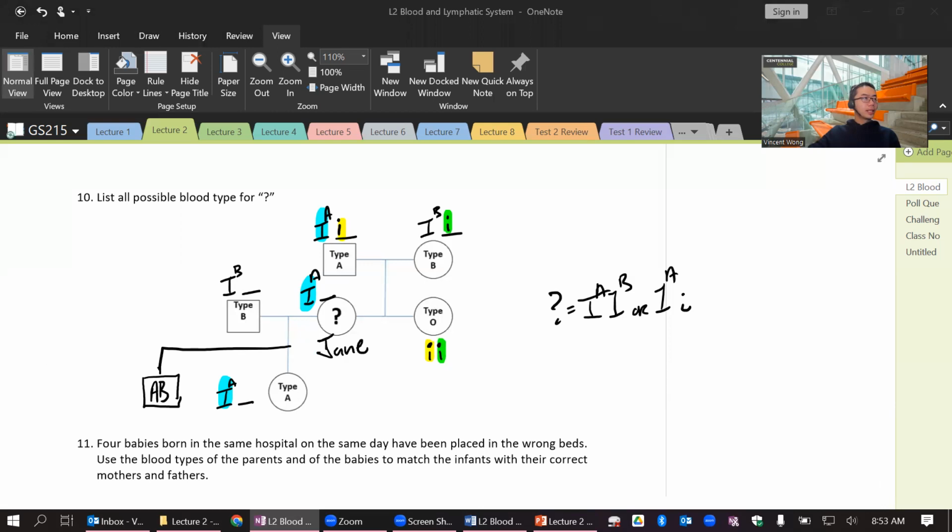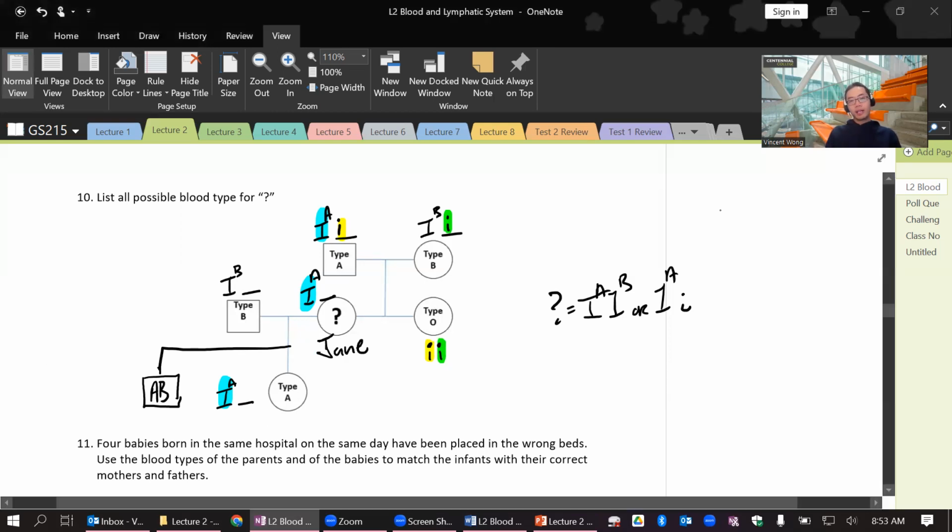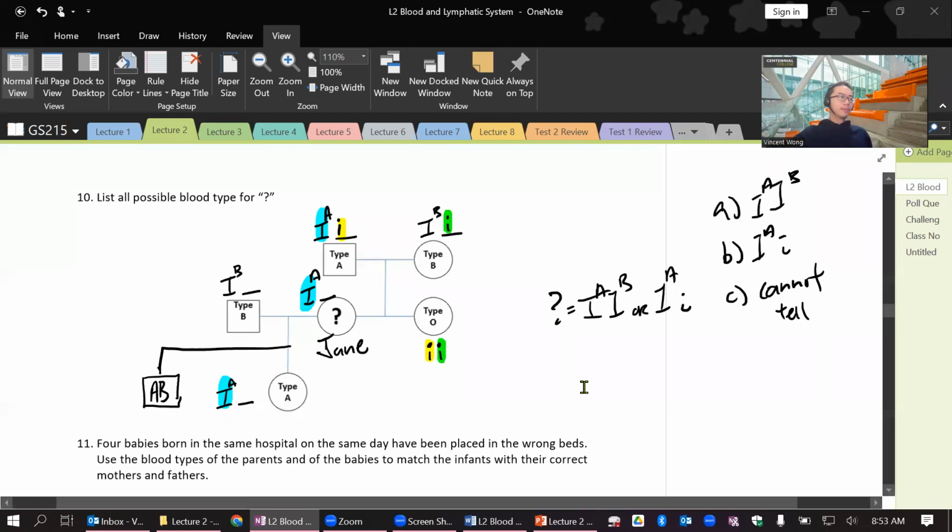If you think you can tell now, tell me what the blood type. If you think she's IAIB, choose A. If you think she's IA small i, choose B. If you think you still can't tell, not enough information, please choose C. I'm saying they have another kid now, a little boy, and the little boy is AB. Will I be able to tell now?